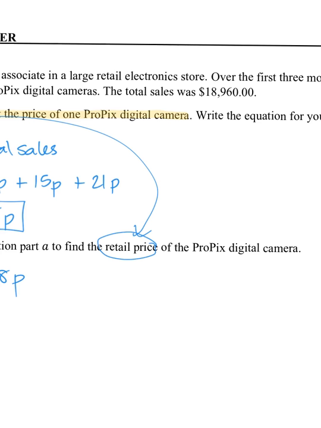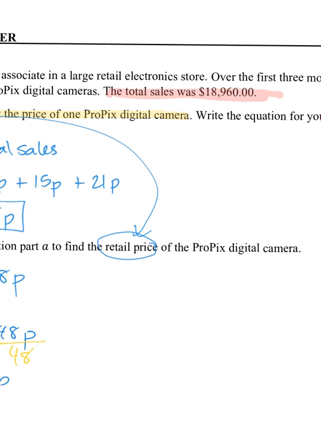Well, we know T is the total sales, and the total sales was right here, 18,960. We can go ahead and replace that in our equation, and we get our new equation, 18,960 equals 48P. So solving for P, I'll go ahead and divide both sides by 48. I'll plug this into my calculator. 18,960 divided by 48, and I get 395.